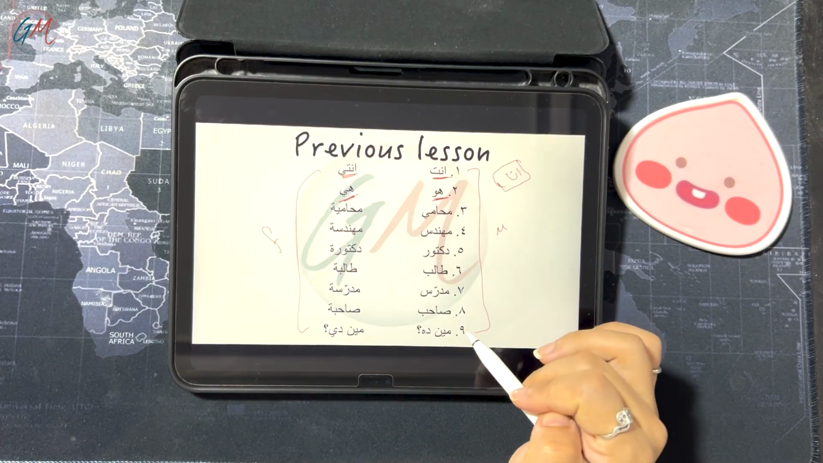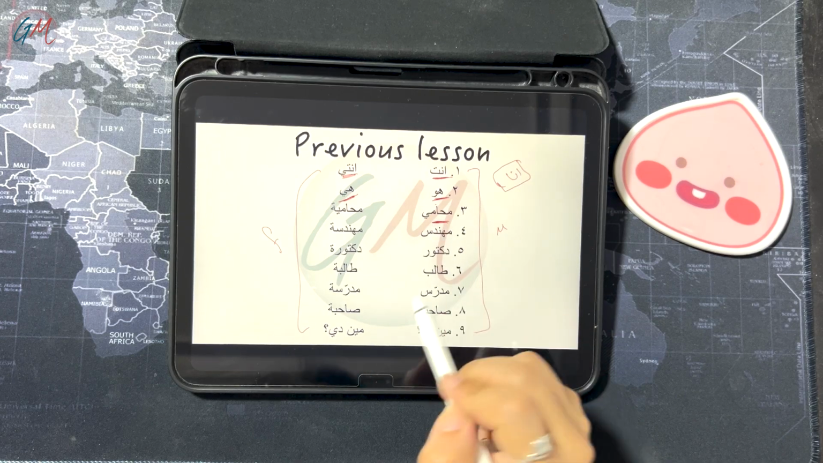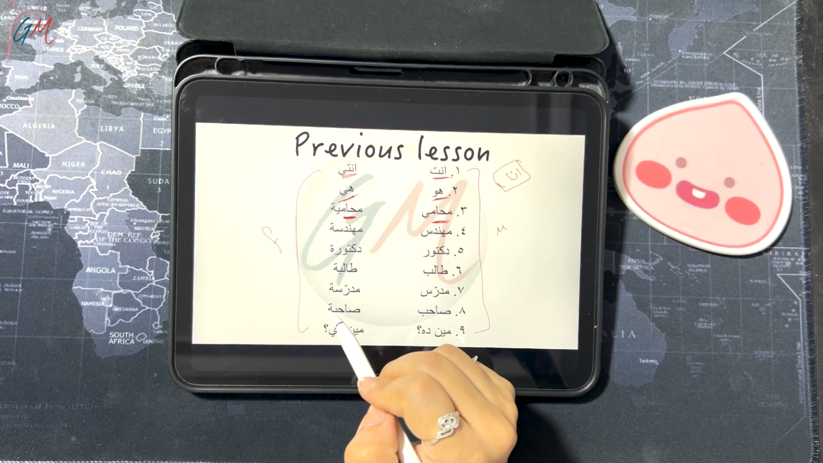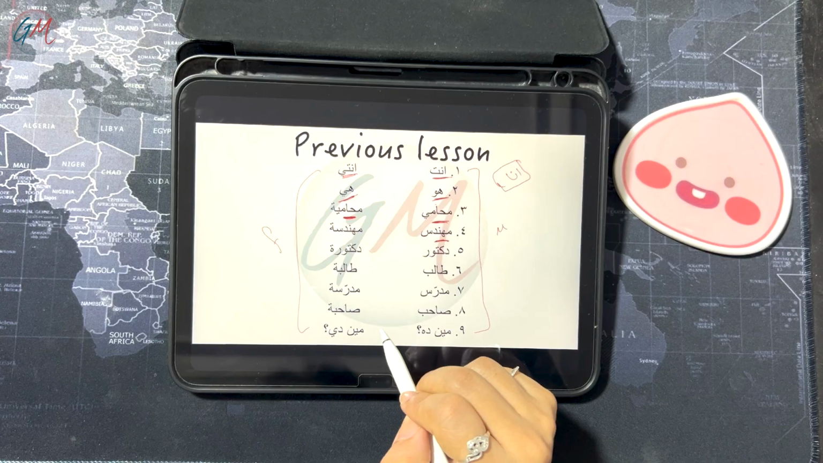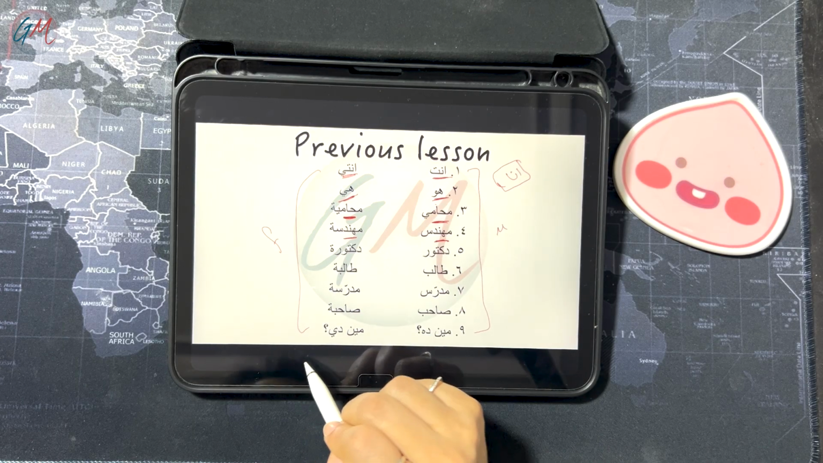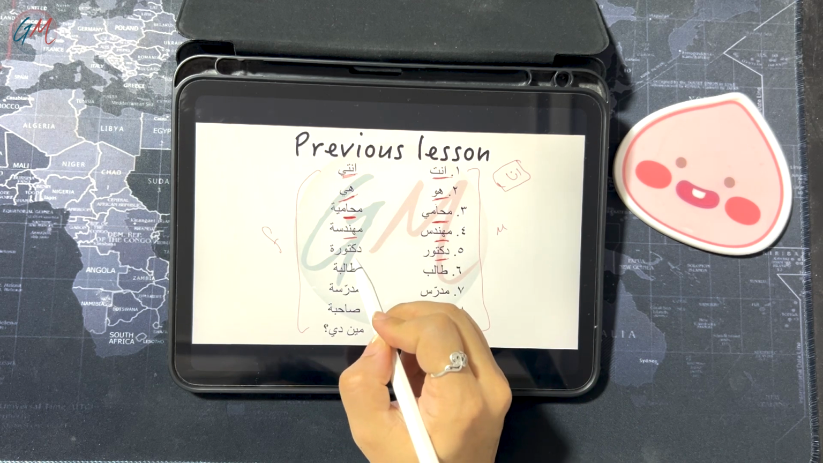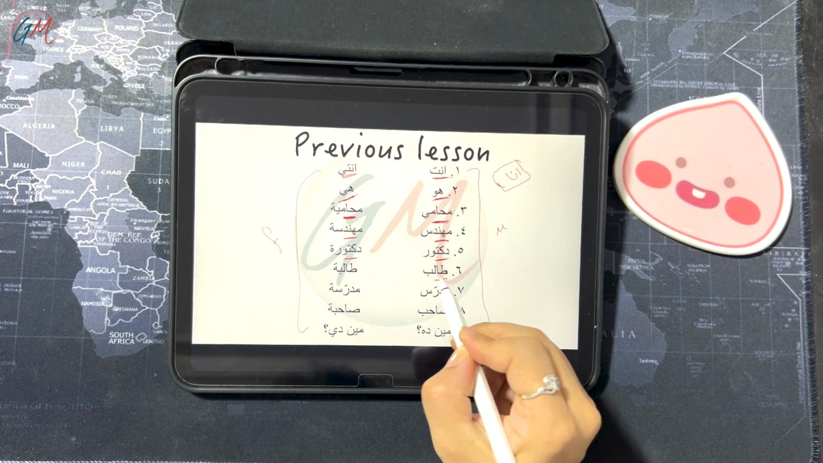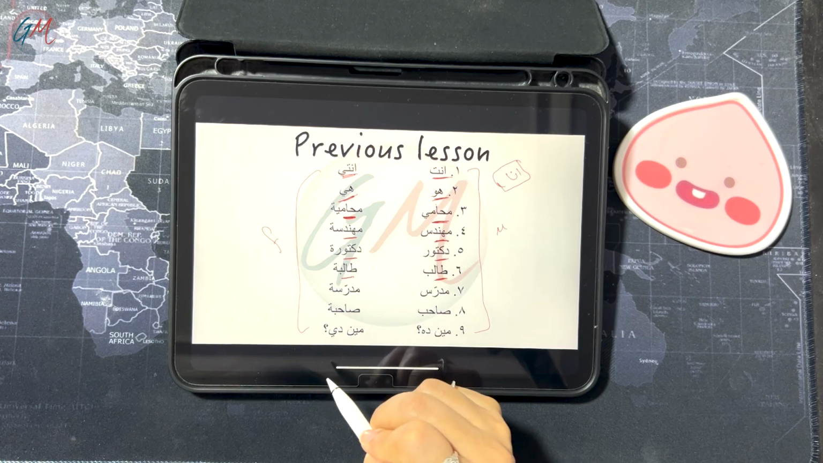So we checked some of the occupations. We can be working as a lawyer, muhami. For females, lawyer would be muhamiya. How about engineer? Muhandis. For females, muhandisa. For doctor, doctor. And for lady doctor, doctora. How about student? Talib. How about for female students?